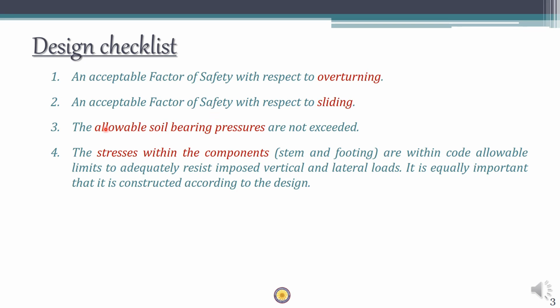Allowable soil bearing pressures are not exceeded. This means that the pressure exerted by the cantilever wall on the soil should not exceed the safe bearing capacity. One more thing to be noted here is that the pressure should not be tensile, because concrete is weak in tension, and when tensile pressures exist, there is a chance of getting cracks.